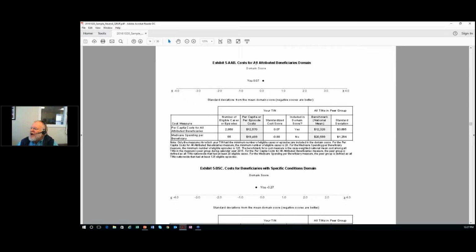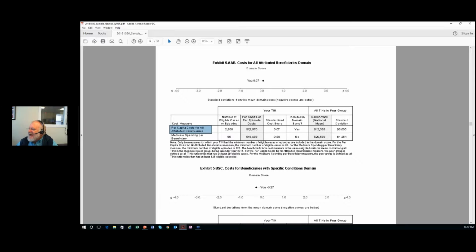So the first is the cost for all attributed beneficiaries. Now, again, this is patients who are attributed to your practice based on if they have more primary care visits with your practice than with any other. This measure, the per capita cost for all attributed beneficiaries, is the average cost per year for taking care of a Medicare patient in your practice.